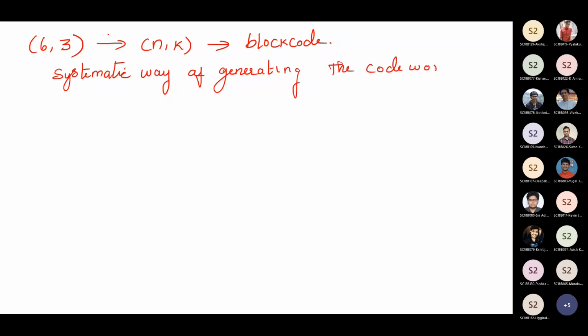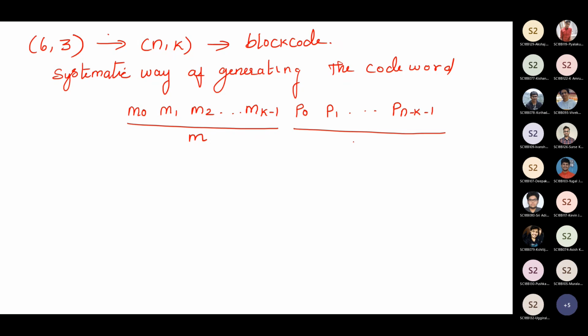So systematic means what? That is, first one is the message bit. Message is of length k. So it is starting with M0, M1 up to Mk minus 1. So first we are placing the message word followed by the parity bits P0, P1 up to Pn minus k minus 1. So n minus k parity bits we are adding here, appending after the message. Here k message word.